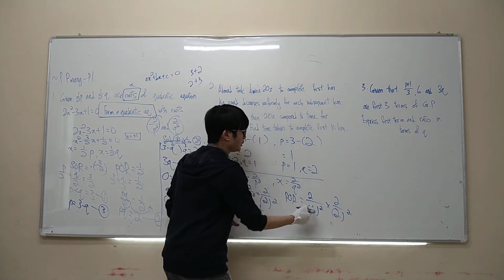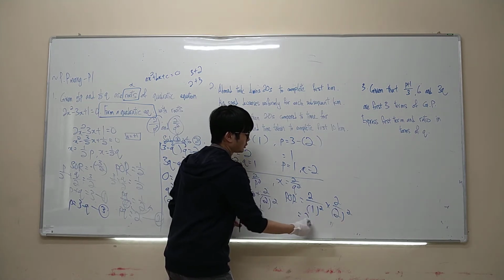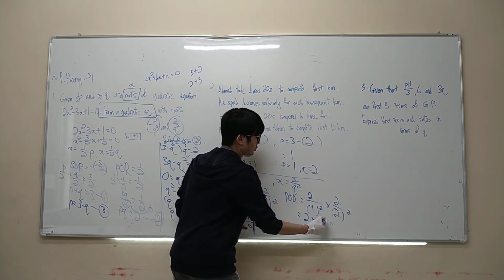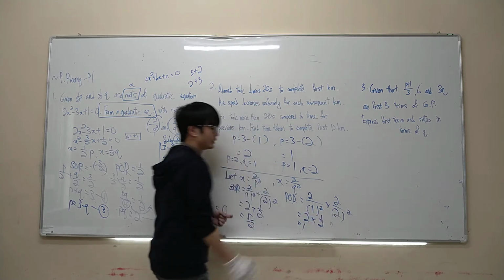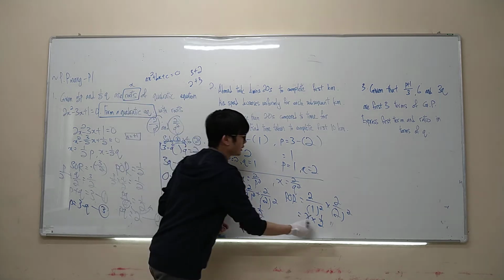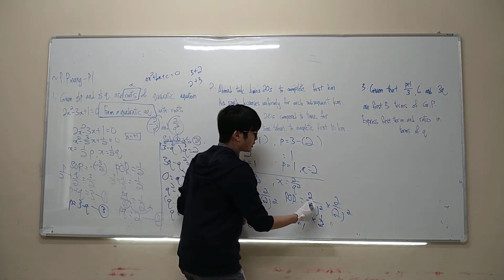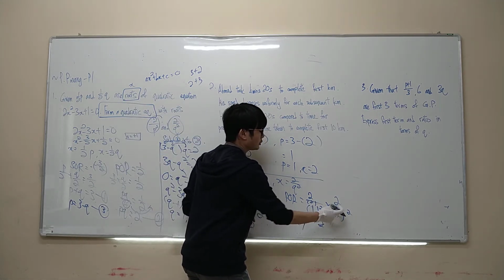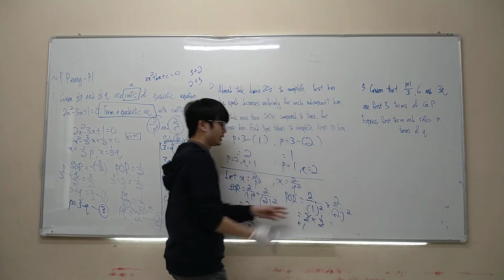Okay, 1 2. So what is 1 square? 1. So here is 2 lah. What is 2 square? 4. So 2 over 4 is 1 over 2. So here will be 1. Okay, because cancel already. What if you write 2 1 here? Will you get the same answer? If you write 2 1? Yes. Okay, you get the same answer.